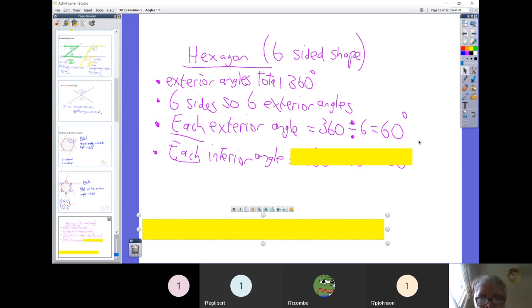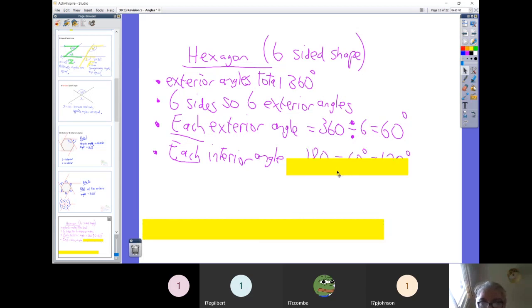Now, once we know that the exterior angle is 60, how can we work out what each interior angle is? Well, that must be taking it away from 180, because remember, interior plus exterior equals 180. So if the exterior is 60, the interior must be 120, because these two together have to add up to 180.